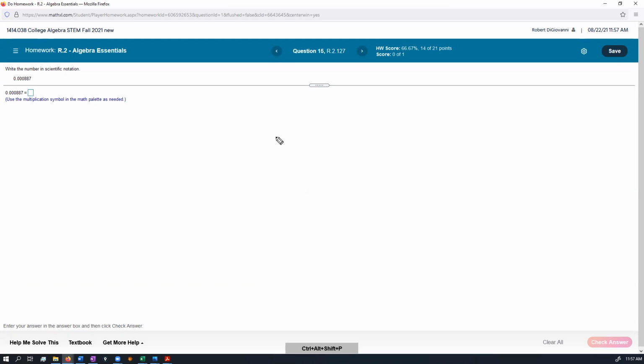Again, all right. 0.0000, there's 3 zeros, 887. So I'm going to try and get the decimal point right between those 8s. So I've got to go 1, 2, 3, 4 places to the right. So 8.87 times 10 to the 4 places to the right means negative 4.